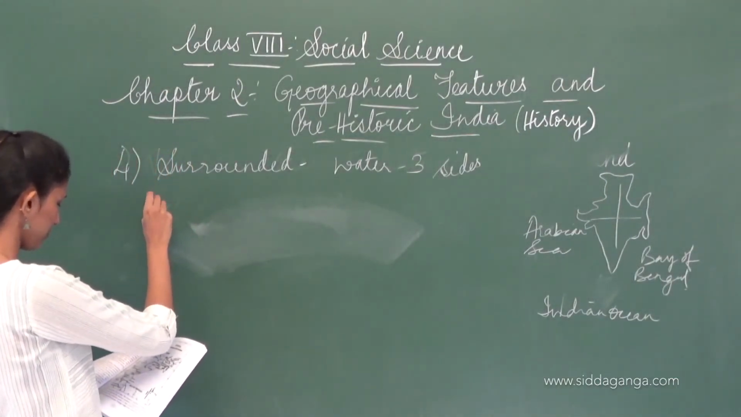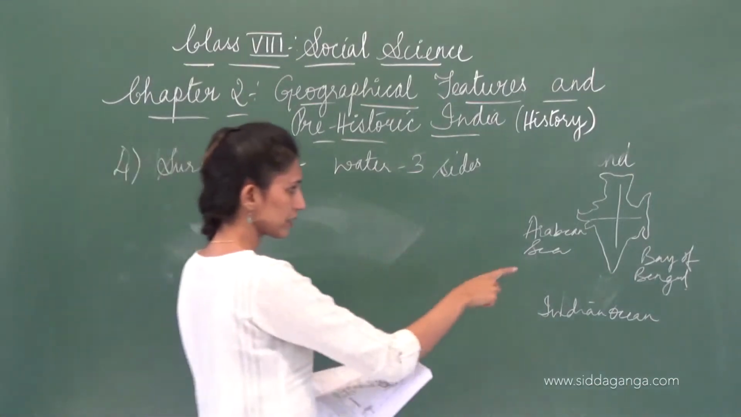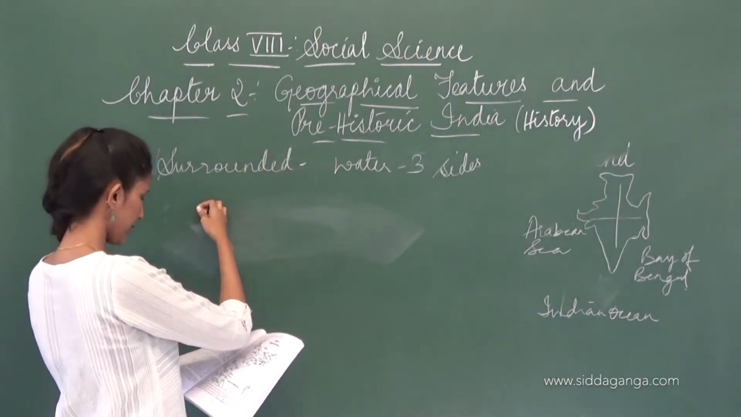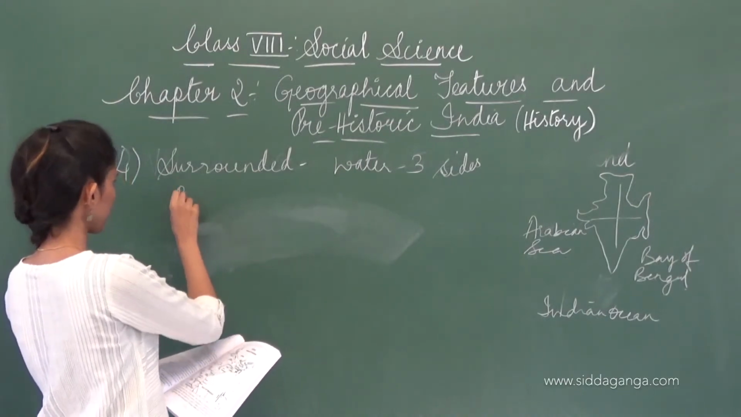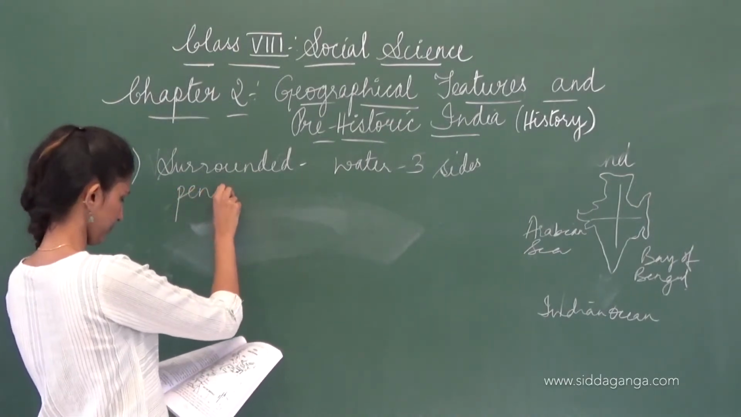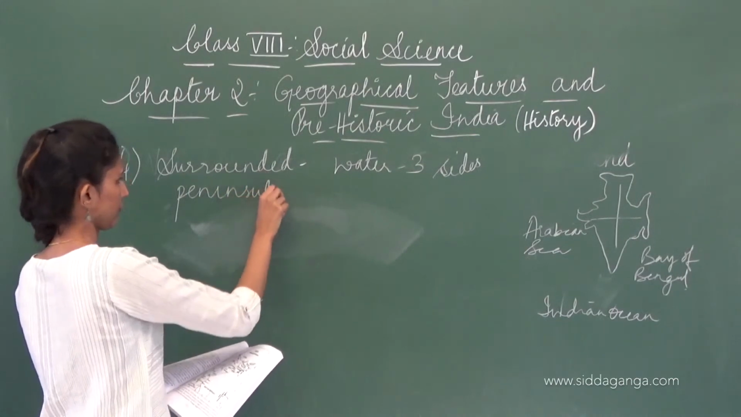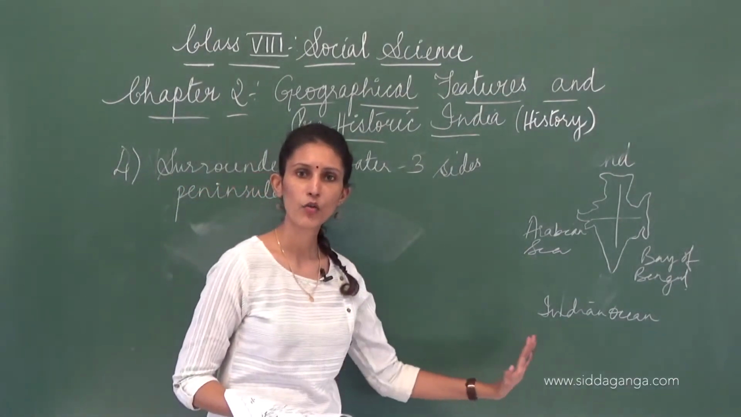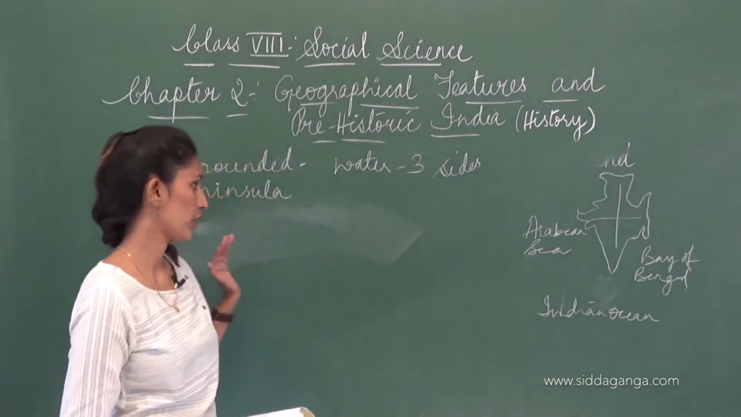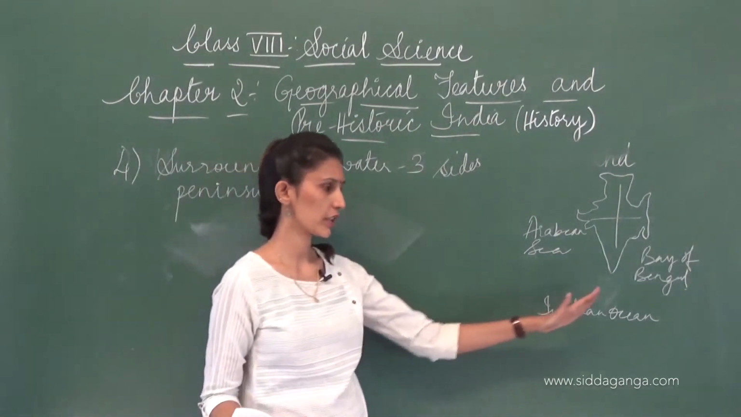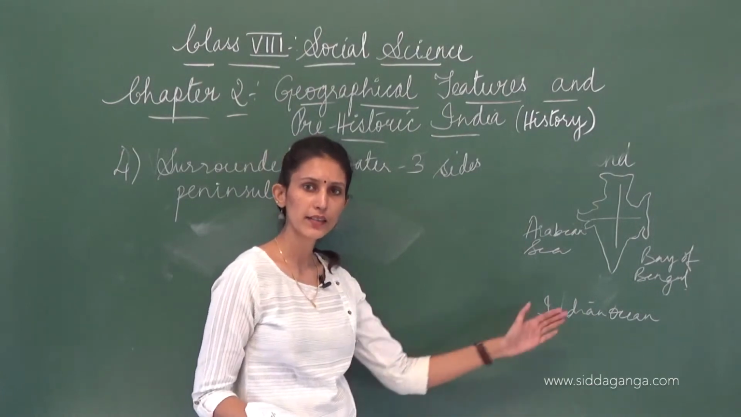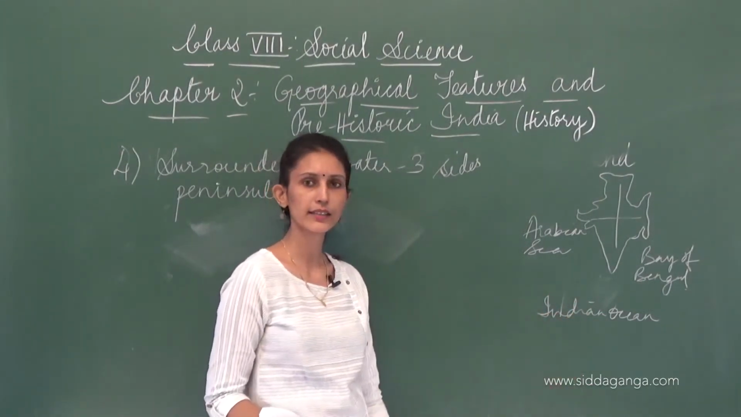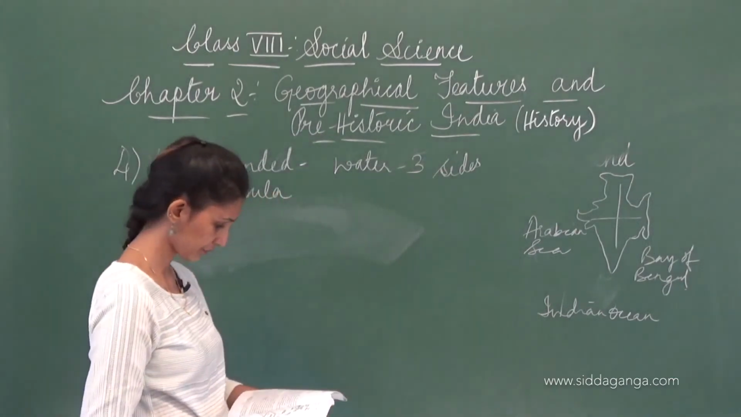On 3 sides it is water and on 1 side it is land, and that is a peninsula. Basically, a peninsula is land that is covered by water. India is a peninsula because of these 3 places covered by water, and on the other side it is covered by land.